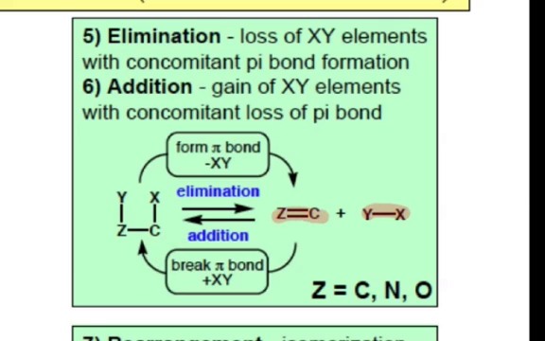a pi bond to give a product with two new single bonds and the pi bond broken. In the context of carbonyl chemistry, oftentimes Y will be a hydrogen atom and X will be some nucleophilic atom, which adds into the carbonyl group.